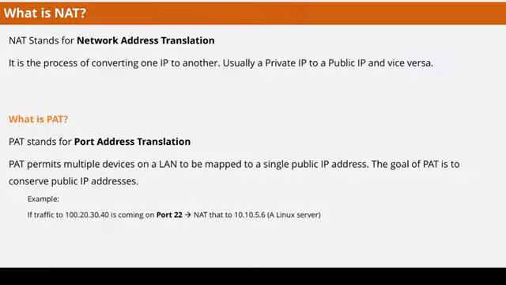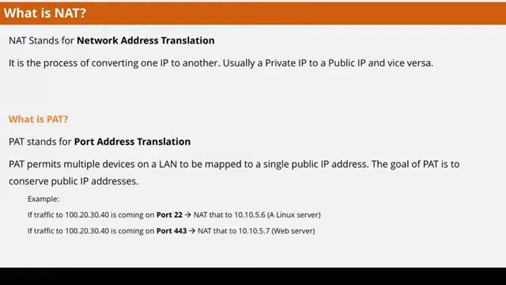For example, if traffic to 100.20.30.40 is coming on port number 22, we can NAT it to the IP address of 10.10.5.6. If traffic to the same IP address, that is 100.20.30.40, is coming on port number 443, we can NAT it to 10.10.5.7. If you notice, the public IP addresses are the same. However, depending on the port number the traffic is coming from, we are NATing the traffic to two different internal IP addresses.